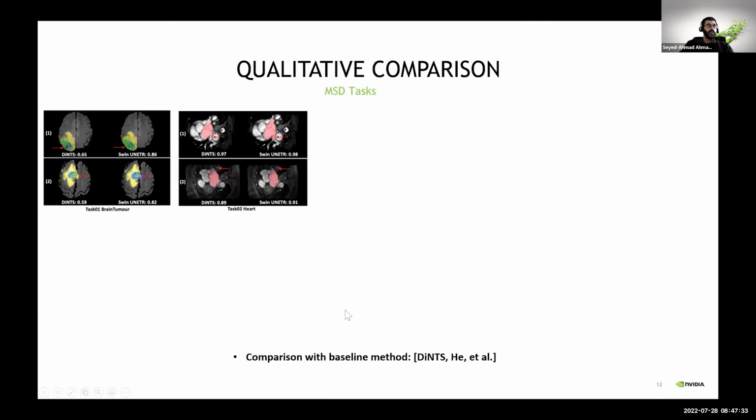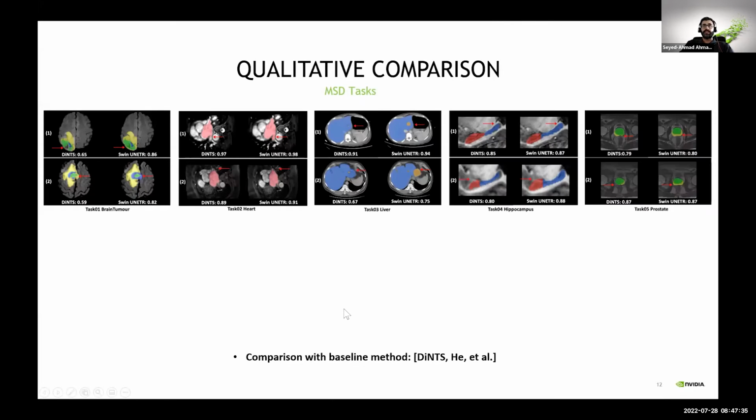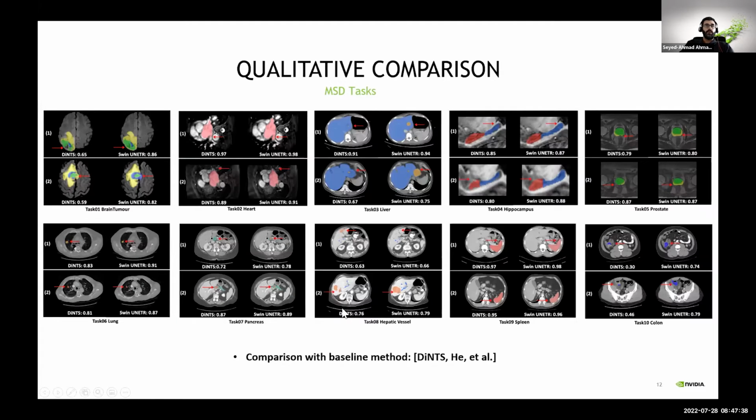There are a lot of comparisons on the medical segmentation decathlon tasks. I won't go into them now in detail, also because it's important to zoom in. Feel free to look into the paper. In the paper, it's compared to DiNTS, this AutoML technique that is similar to nnU-Net, basically automatically parameterizing a 3D UNET architecture towards the downstream task. And there are comparisons, qualitative and quantitative, to that.